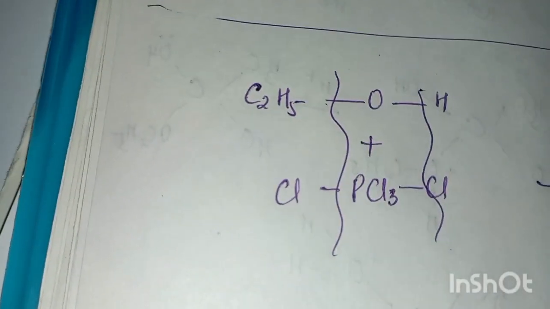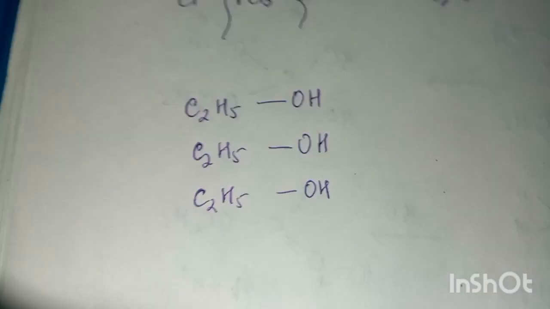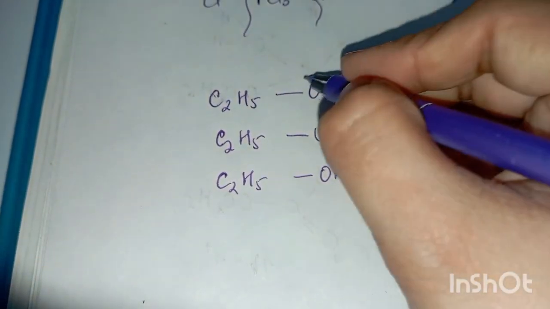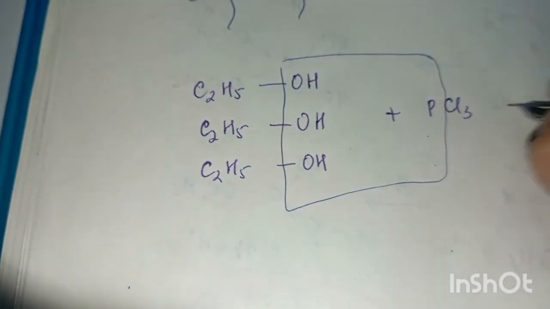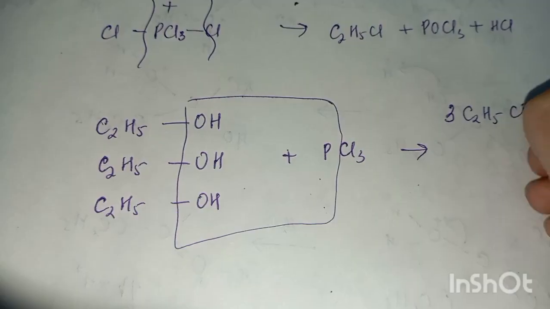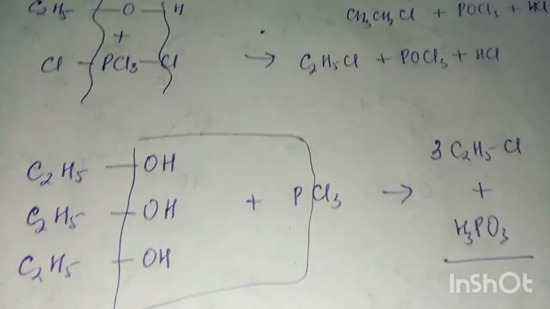Now the reaction with phosphorus trichloride. So C2H5OH, 3 molecules we will take, plus PCl3, and the products are 3C2H5Cl plus H3PO3, that is phosphorus acid.